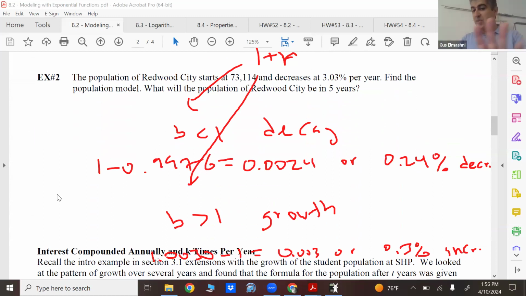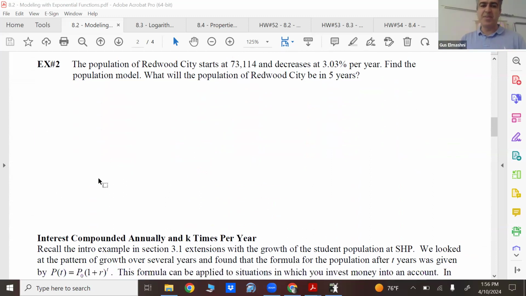Redwood City, even though you still need $2-3 million to buy a house in Redwood City, is still not cheap. Let's look at example 2. So let's say we start at that many people. Oh, it decreases. That's interesting. I thought it was going to be increasing. Okay, well, we'll go with decrease.